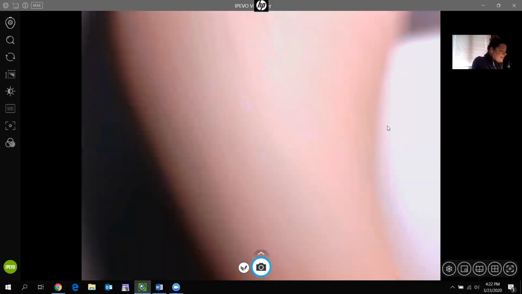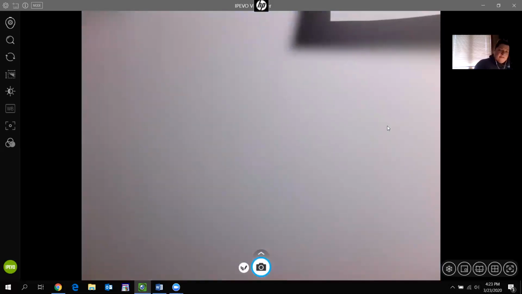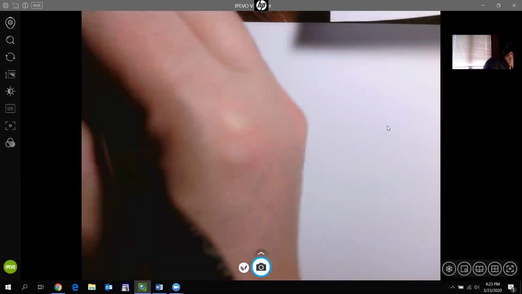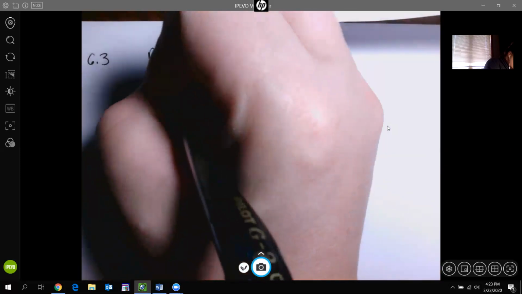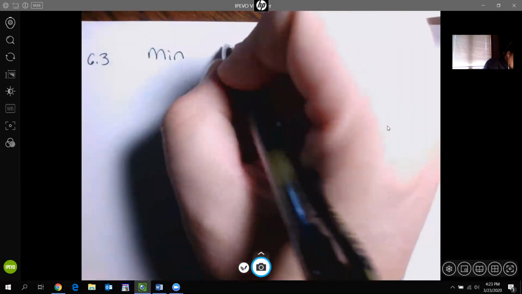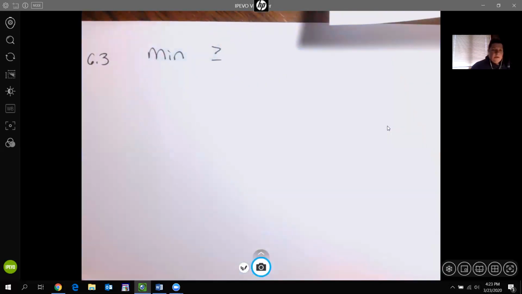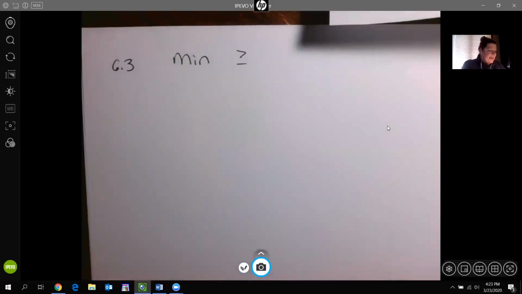What if we wanted to do a minimize? So we did this as well the day before break. So this is part of 6-3. And this is, you're going to do a minimum with, so they're going to be greater than or equal to with your simplex method again.